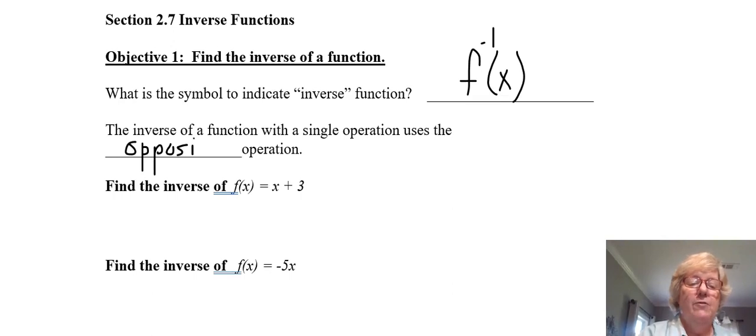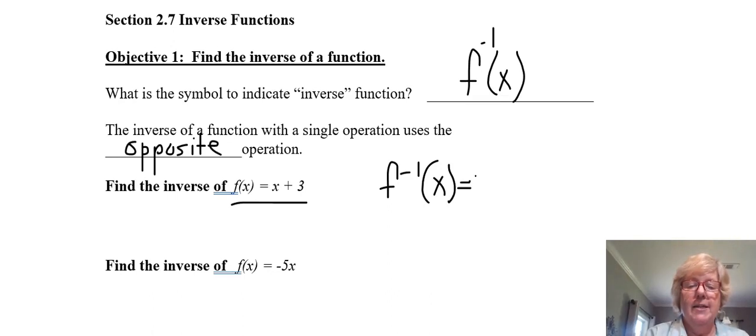So if you're looking at a function that is only using one operation, then it's pretty easy to figure out what the inverse is. Take a look at this. Our first example asks us to find the inverse of f of x equals x plus 3. Well, what is the opposite of adding 3? You're right, that's subtracting 3. So we would write f inverse of x is equal to x minus 3. It's just that simple. Keep the x in the same place, but use the opposite operation.